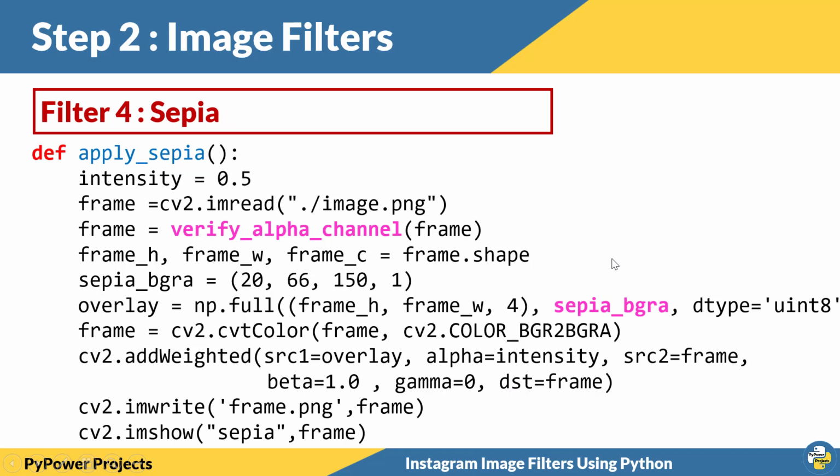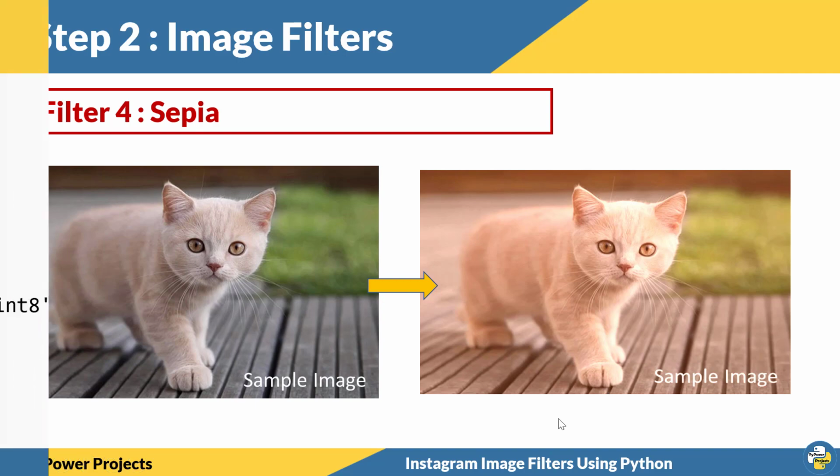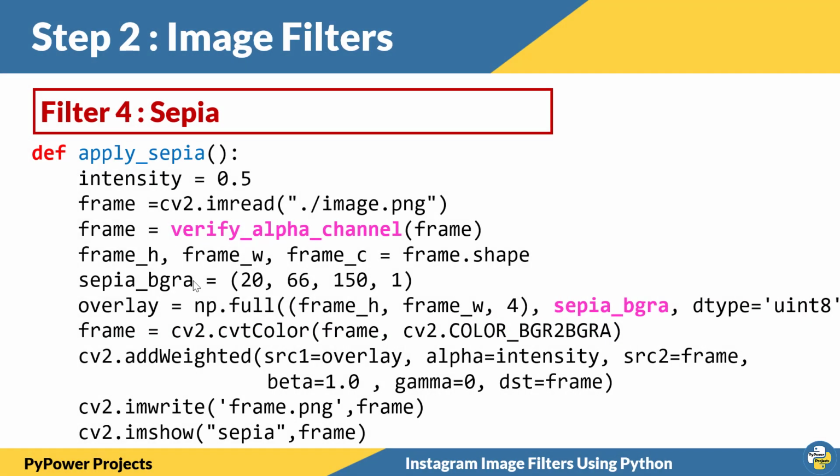Now sepia. Let's look at the output first, then we'll move towards the code. This is sepia, this is my sample image, and when I apply the sepia filter on it, it will convert my image into this format. So what is the code running behind this? Here we have to make a tuple, sepia bgr.